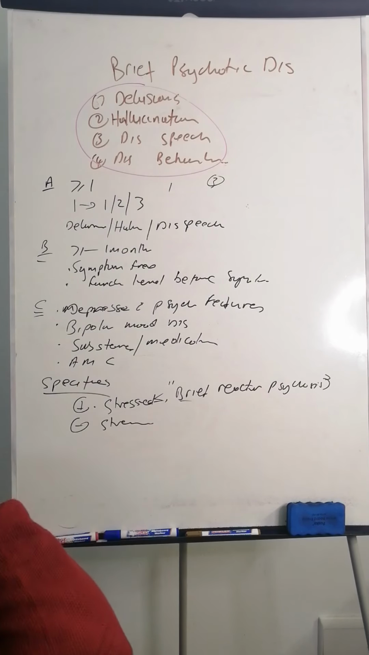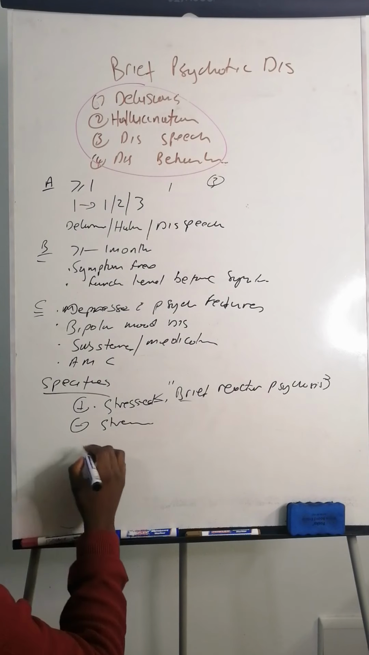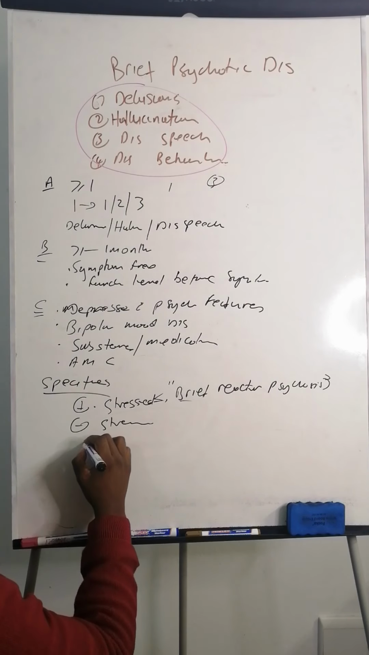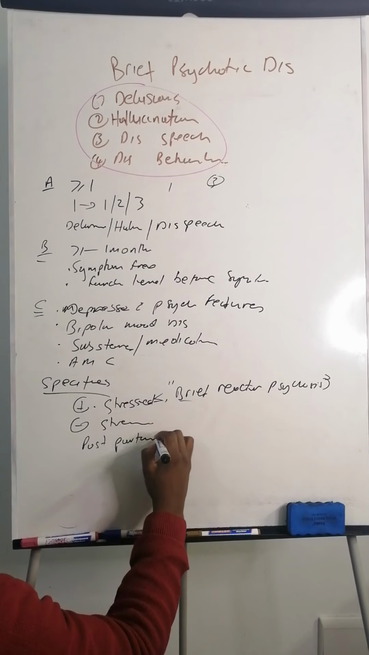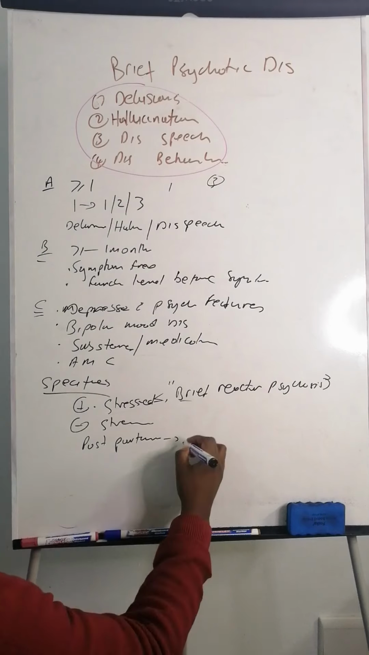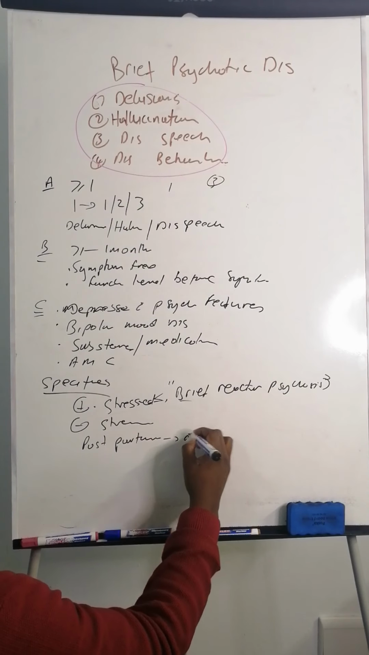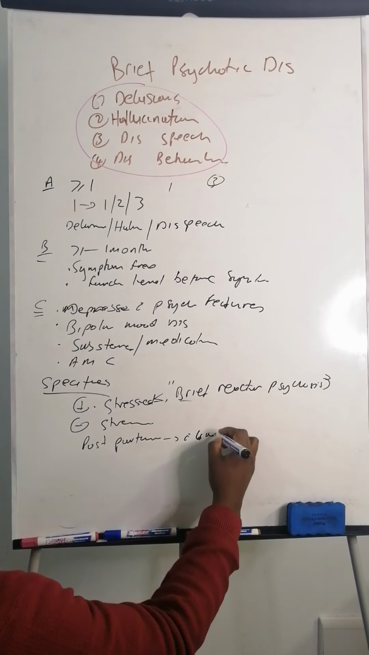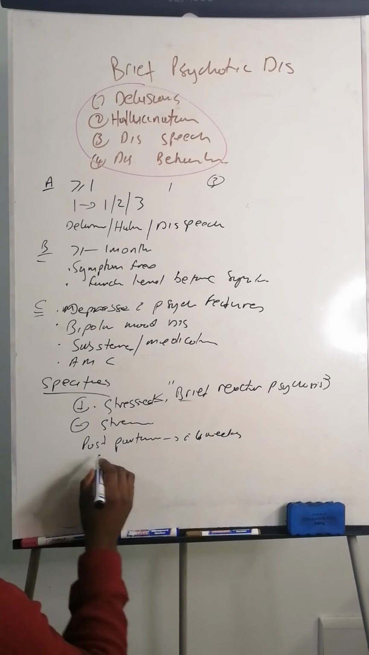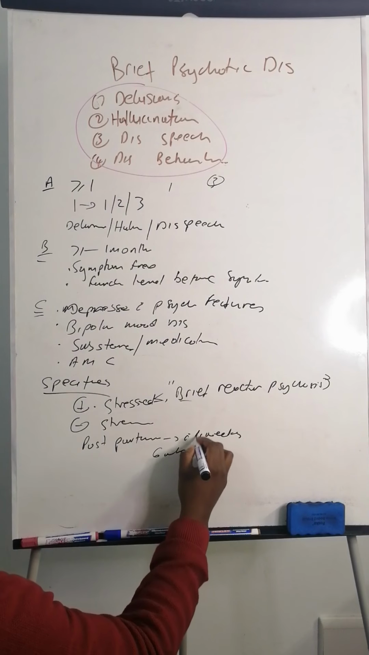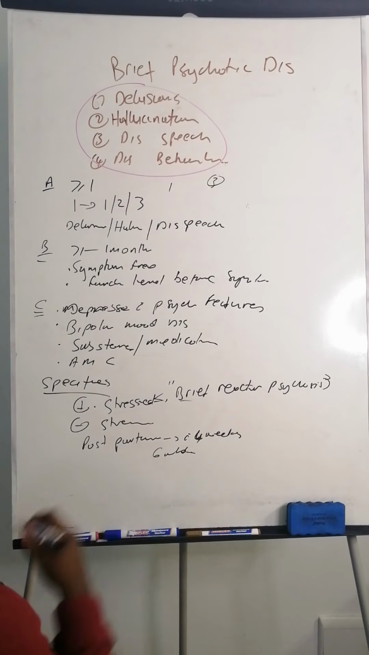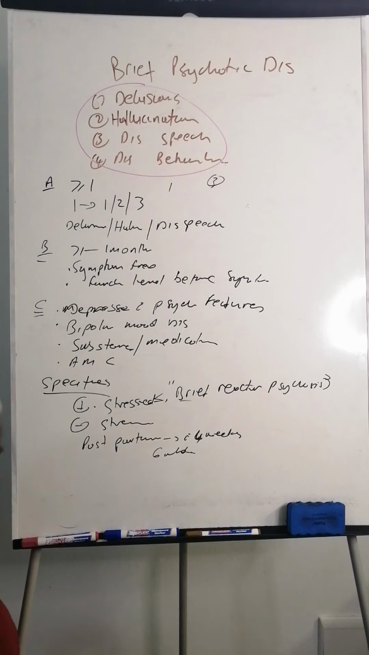Those are the specifiers. The last specifier is to mention if the patient is postpartum. They say it must be within 4 weeks of delivery if it's postpartum. Postpartum most of the times means 6 weeks in other things, but here they say 4 weeks. I don't know why, but yeah. So guys, this is brief psychotic disorder.